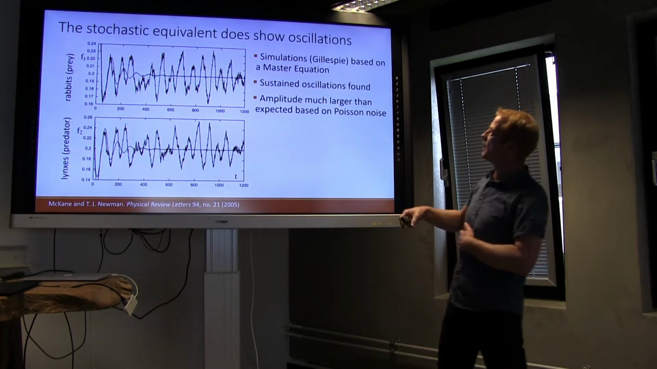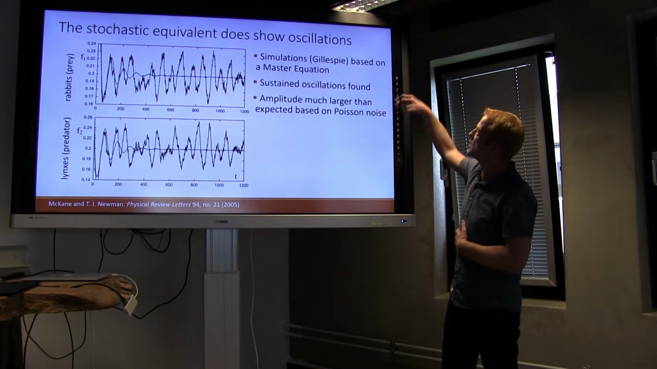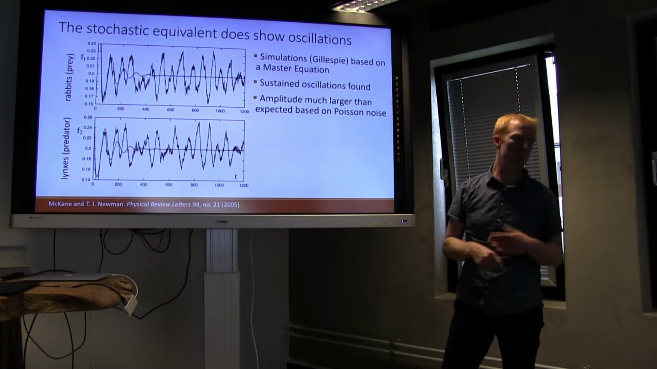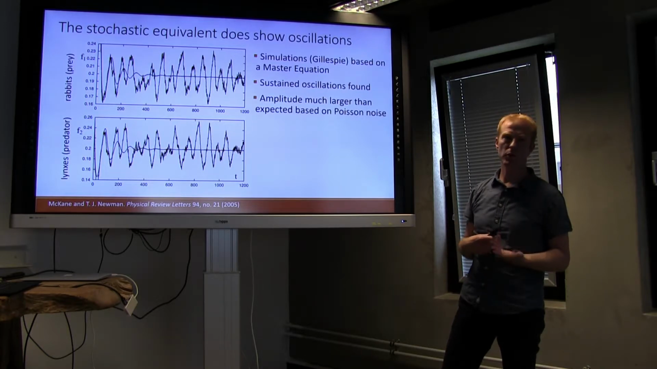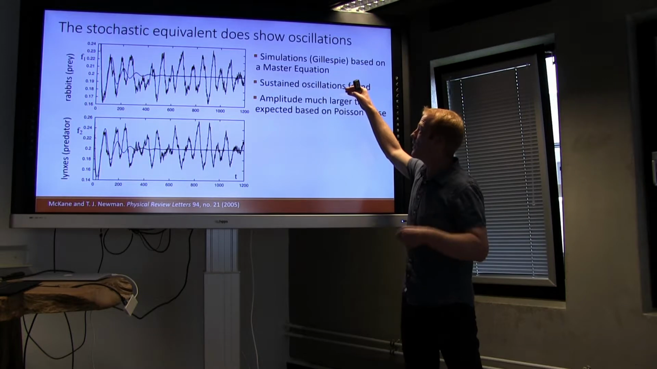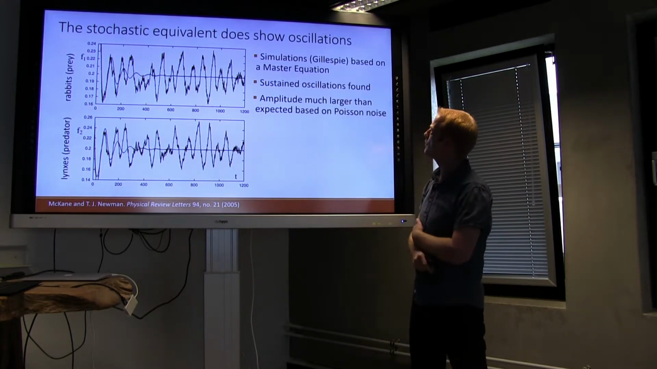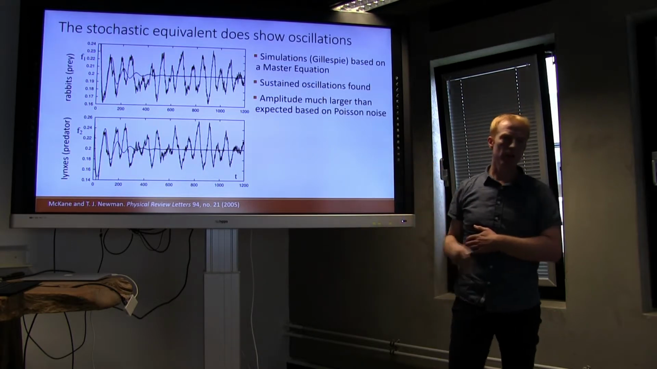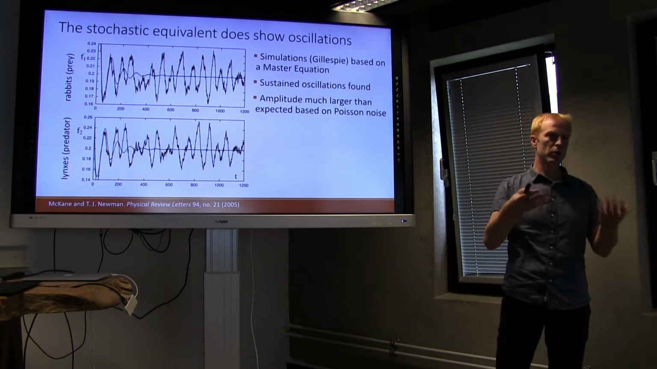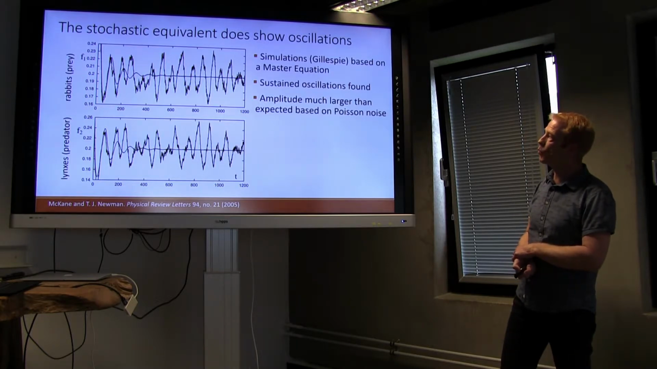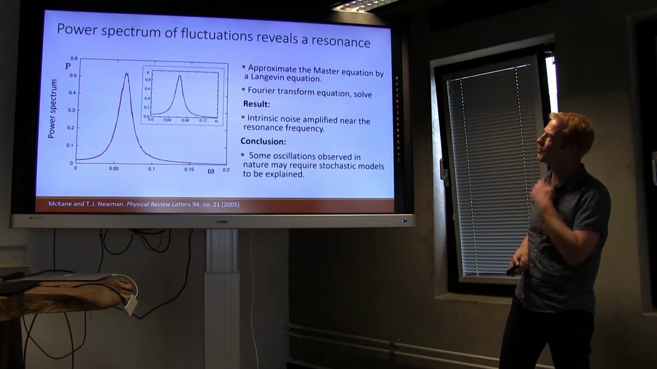So how did they do it? They run these simulations as a so-called Gillespie, or I think people also call it kinetic Monte Carlo type algorithm, to exactly simulate a trace from a master equation. And you find these oscillations with amplitudes that are much larger than you would expect based on just the Poisson noise in the system. So why is this?